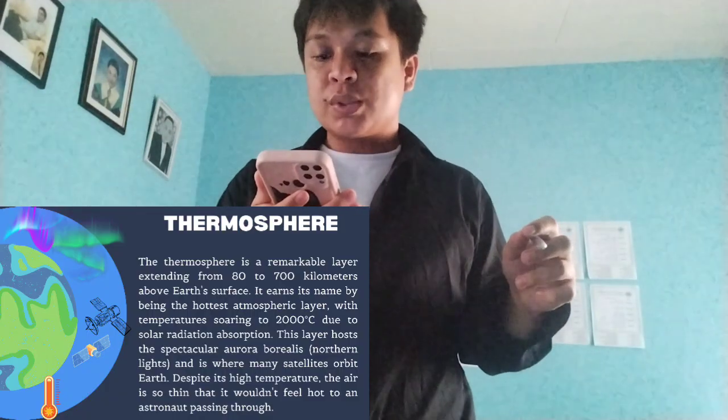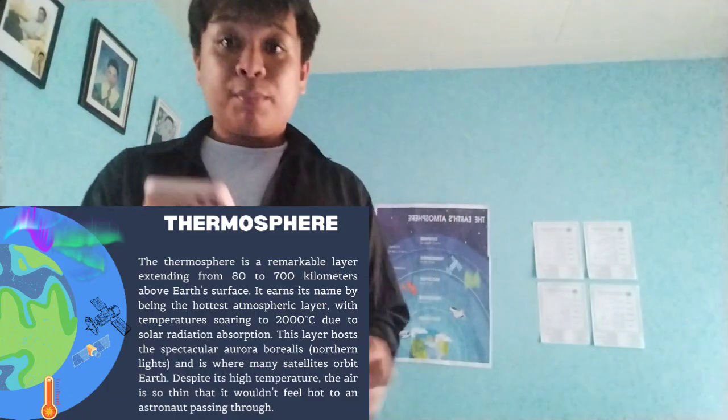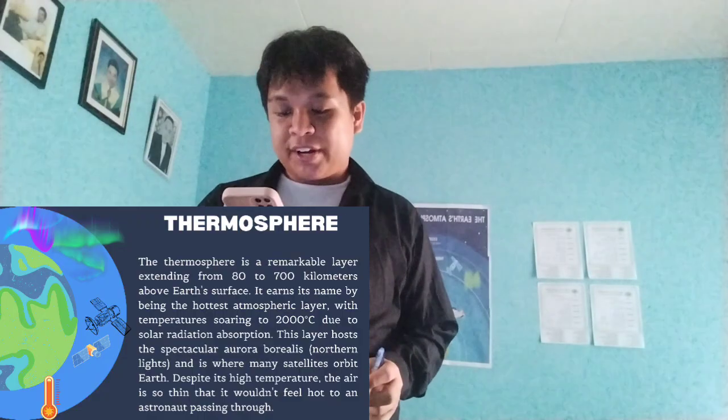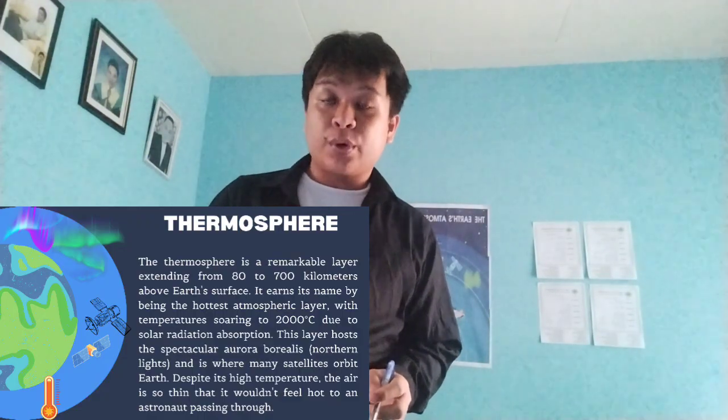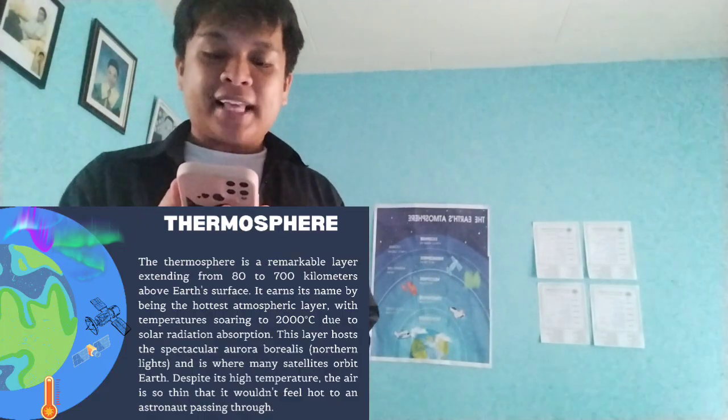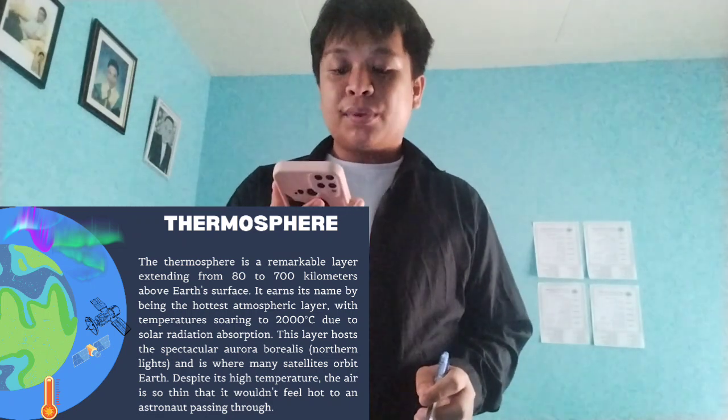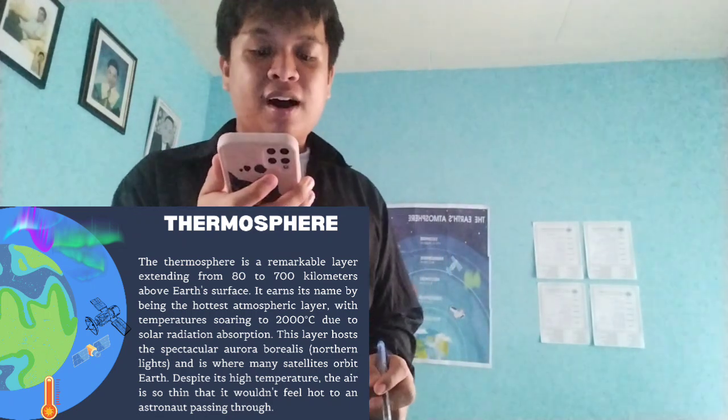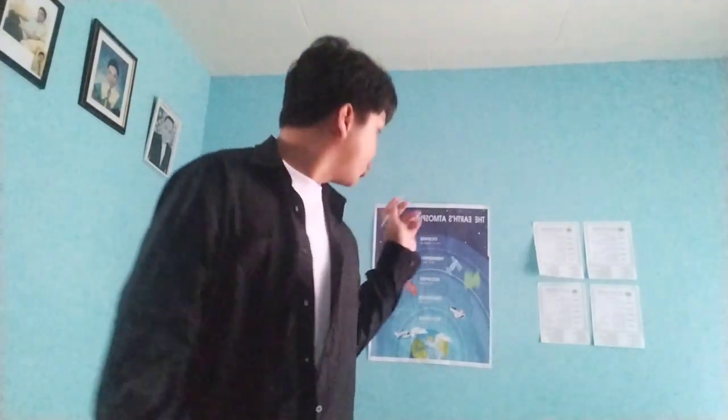This layer hosts the spectacular aurora borealis, or what we call the northern lights, and is where many satellites orbit the Earth. Despite its high temperature, the air is so thin that it wouldn't feel hot to an astronaut passing through. Okay, so in contrast to the mesosphere, which is the coldest layer of the atmosphere, the thermosphere is considered the hottest layer of the atmosphere, reaching up to 2000 degrees Celsius in its temperature.